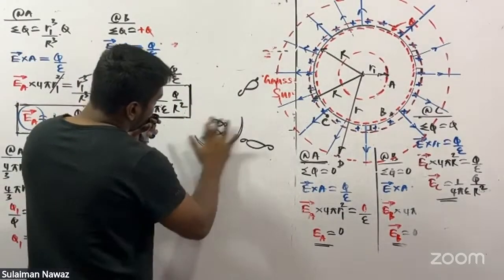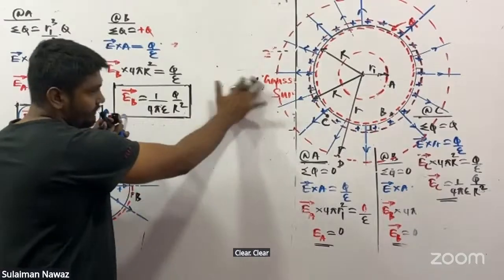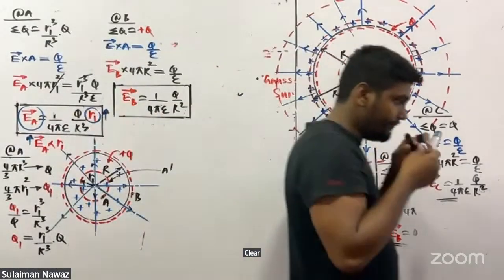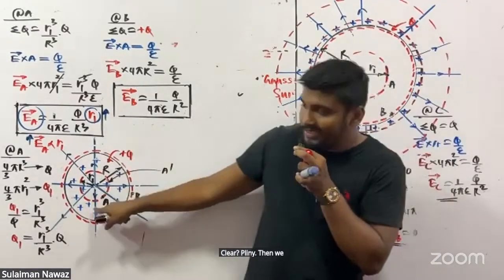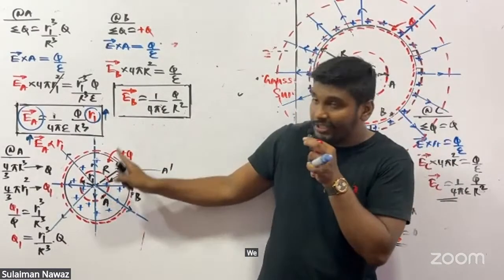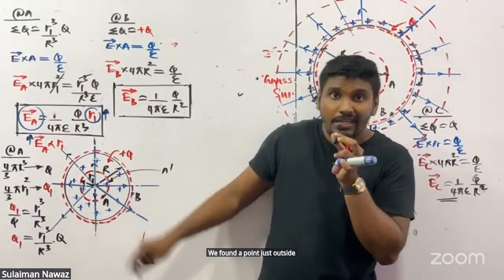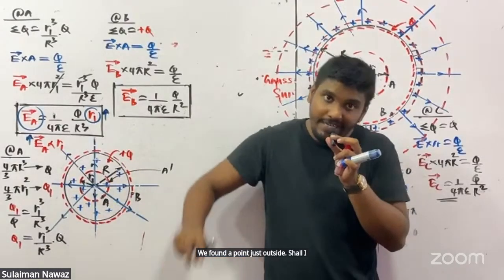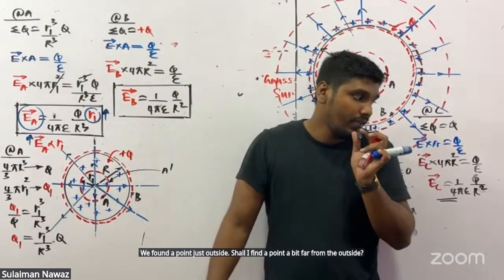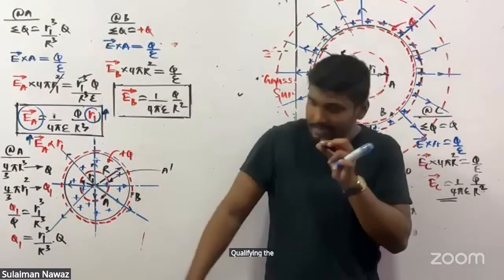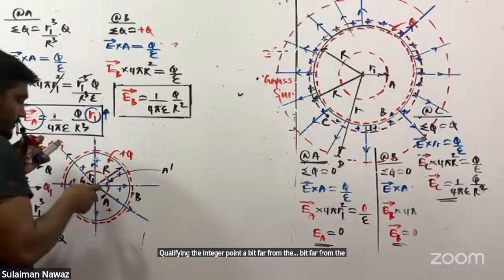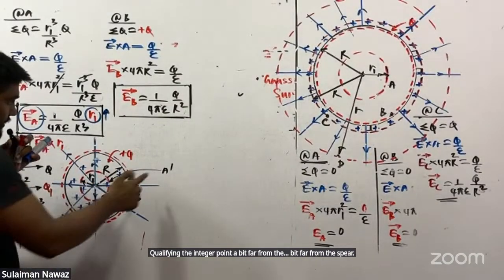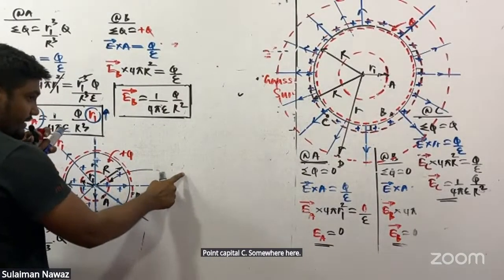Clear? Then we found a point inside. We found a point just outside. Shall we find the intensity at a point a bit far from the sphere? Point capital C, somewhere here.